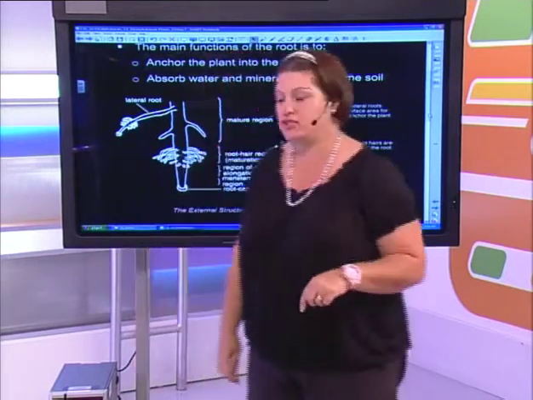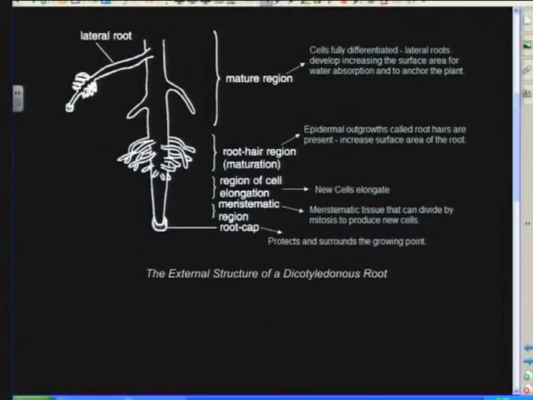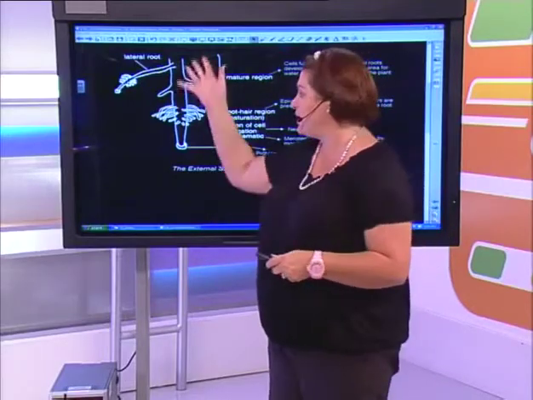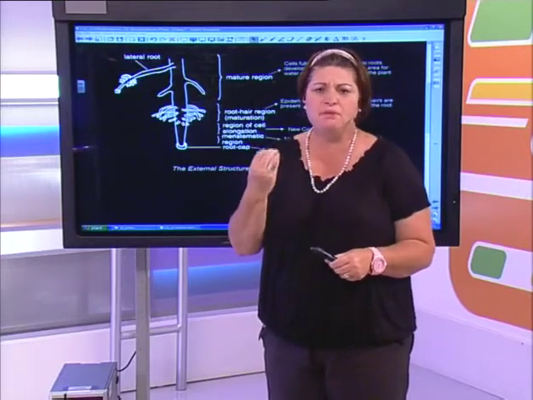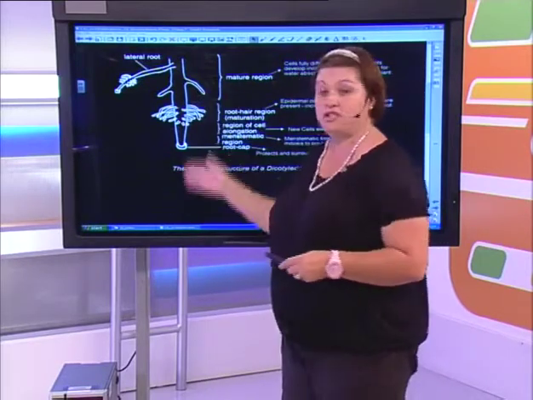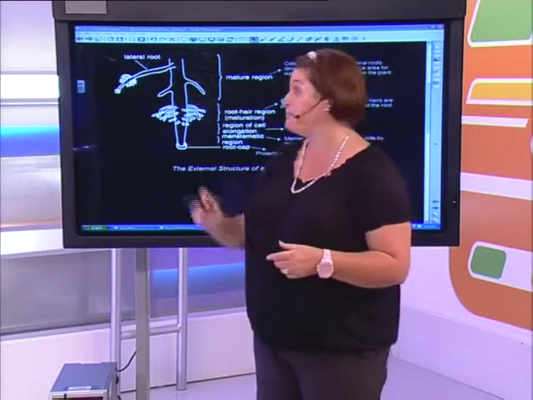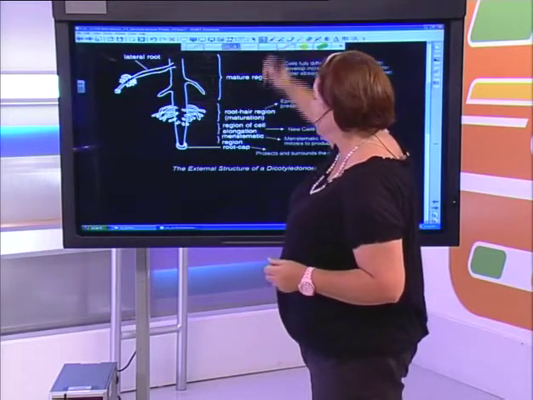Let's have a look at the external structure. This is a diagram you need to become quite familiar with, the external structure of the root. As we see later in the program, one of the more simple questions that can be asked is just to label this, if you need to know the different regions. Okay, let's start off with, let me choose the color, let's have pink today.